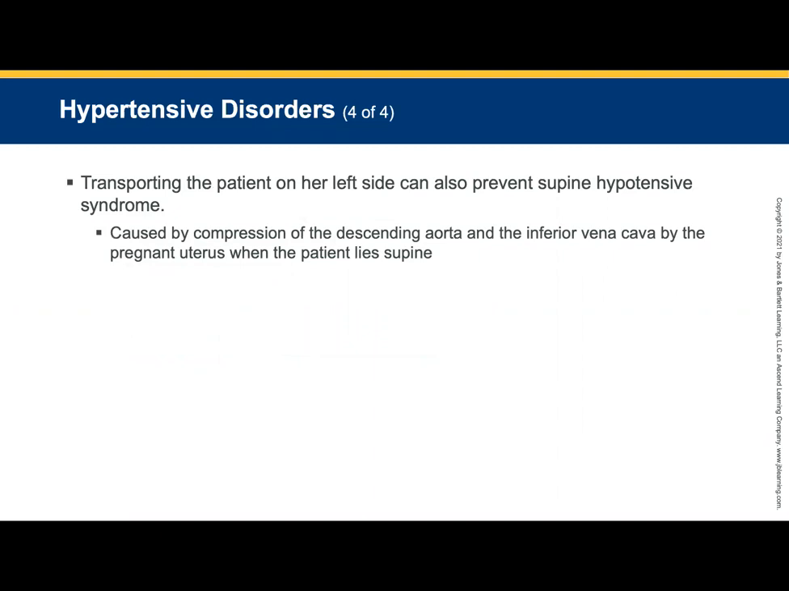Transporting the patient on her left side can prevent supine hypertensive syndrome, caused by compression of the descending aorta and the inferior vena cava by the pregnant uterus when the patient lies supine. So when you lay them flat on their back, their pressures are going to increase. Their pressures are going to get through the roof, and it's super easy to fix. You should have just laid them on their left side, or put them at a 45-degree semi-Fowler's.